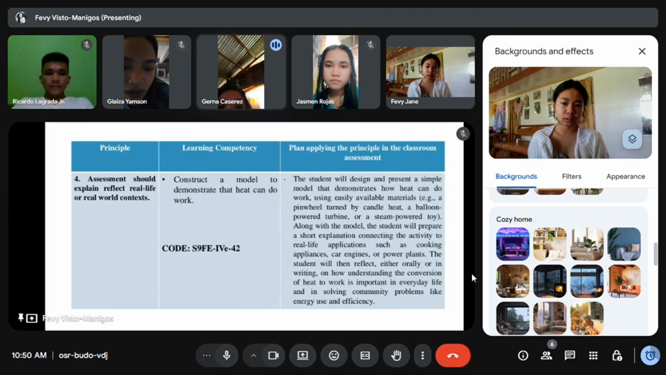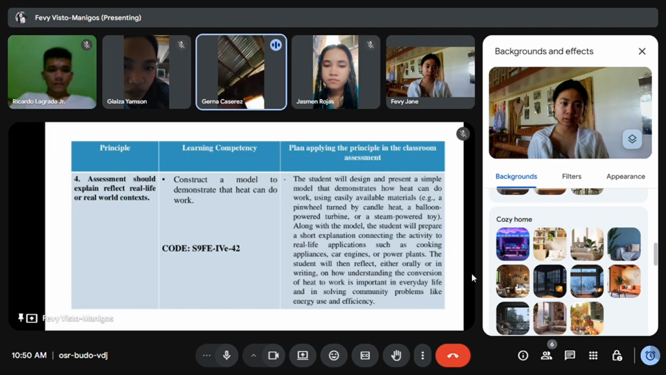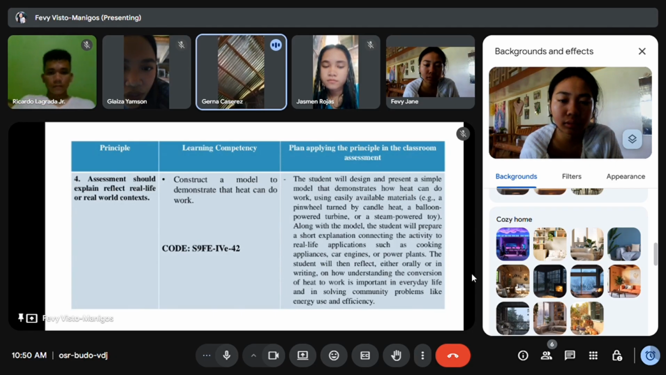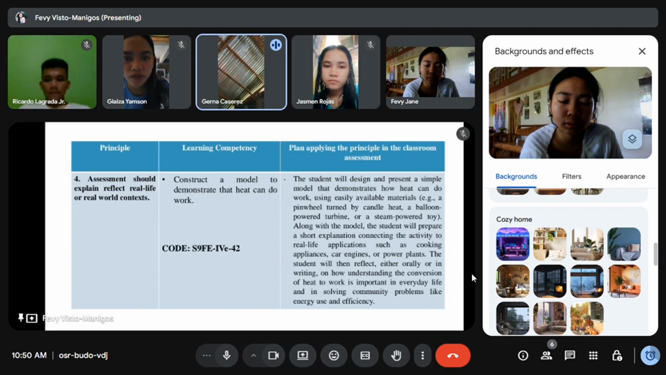In number 4, the principle that we use is that assessment should reflect real life or real world context. In the learning competency, construct a model to demonstrate that heat can do work. In the plan applying the principle in the classroom assessment, the student will design and present a simple model that demonstrates how heat can do work using easily available materials, for example, a pinwheel turned by candle heat, a balloon-powered turbine, or a steam-powered toy.